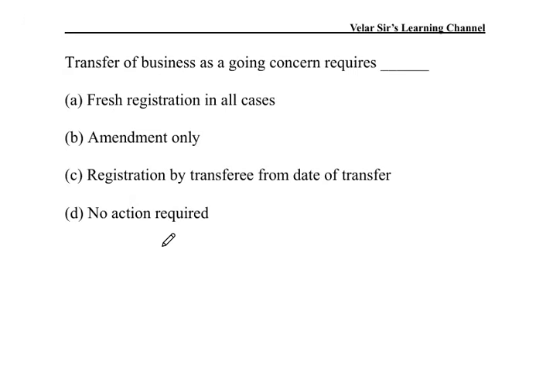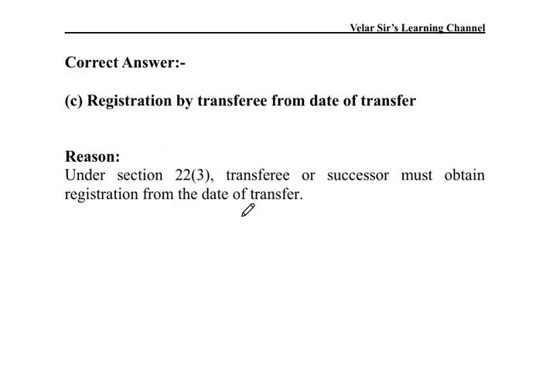Next MCQ: transfer of business as a going concern requires dash. Options are given. First option, fresh registration in all cases. B option, amendment only. C option, registration by transferee from date of transfer. D option, no action required. The correct answer is registration by transferee from date of transfer. And reason is given under section 22 subsection 3: the transferee or the successor must obtain registration from date of transfer.